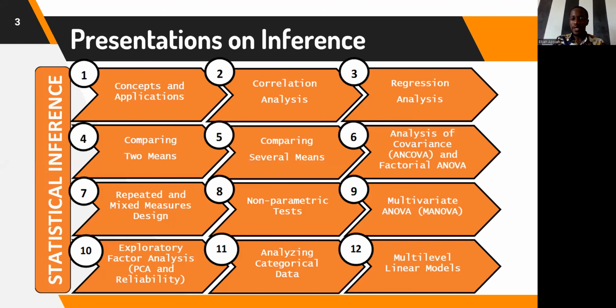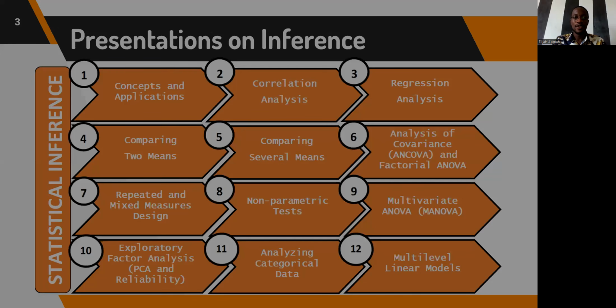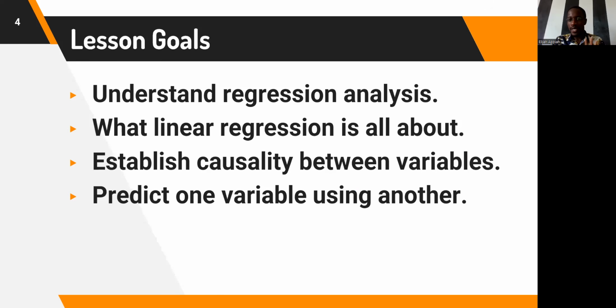We are delivering presentations on statistical inference. And so far, we've considered 2 out of 12. And you can see them right there on the screen. And today, we are looking at regression analysis. So the goals for this lesson would be to understand what regression analysis is and what we mean by linear regression. We will be able to establish causality between variables and look at how one variable causes the other, and also learn to predict one variable using another.